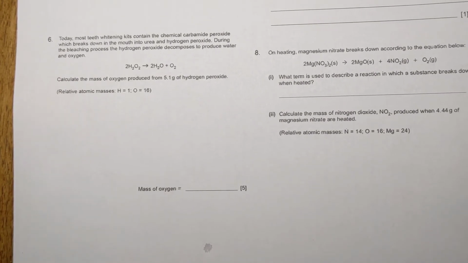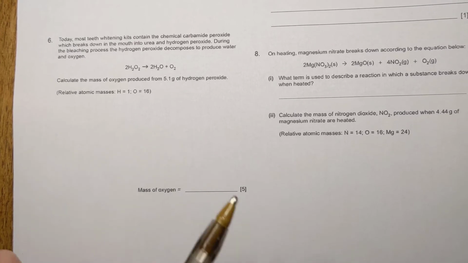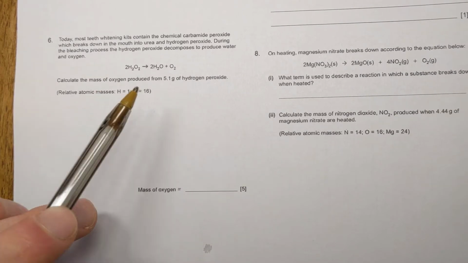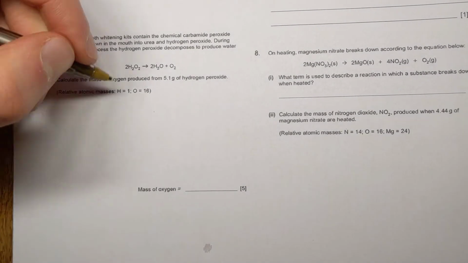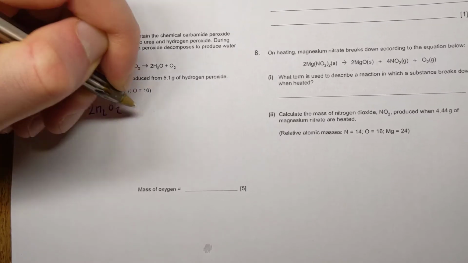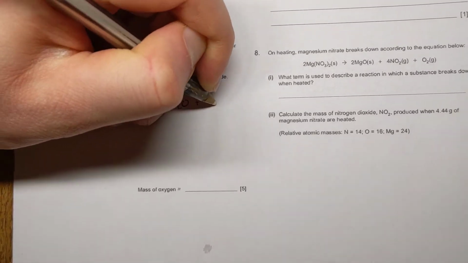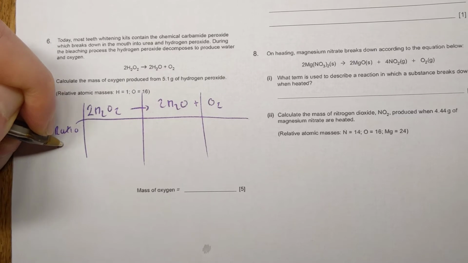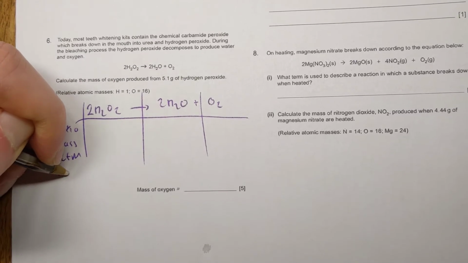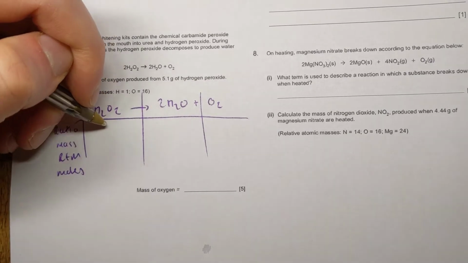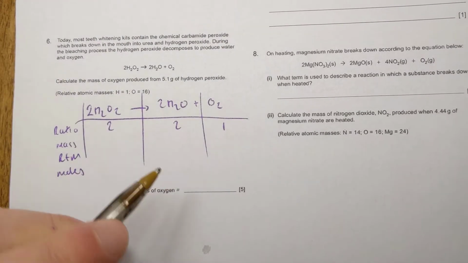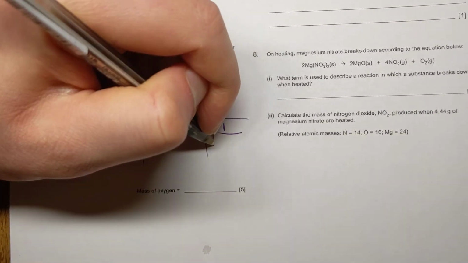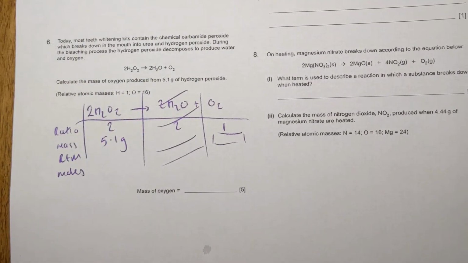Question 6 tells me about a tooth whitening kit. It involves hydrogen peroxide, gives me another equation, very open-ended 5-mark question. Calculate the mass of oxygen produced from 5.1 grams of hydrogen peroxide. So again, I'll use the table method. So a 2 to 2 to 1 ratio. It wants me to work out from 5.1 grams of hydrogen peroxide, which is H2O2, how much oxygen is produced. So it's on this column here. I'm not interested in water in this question.